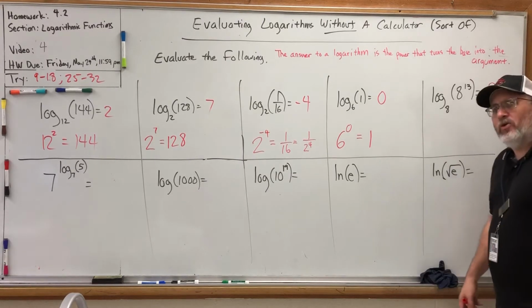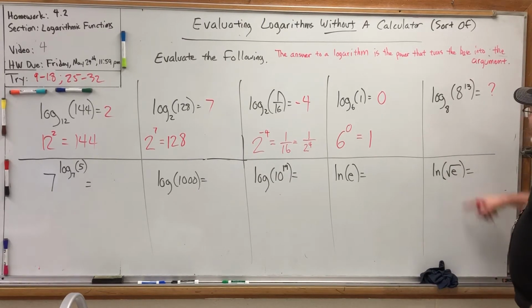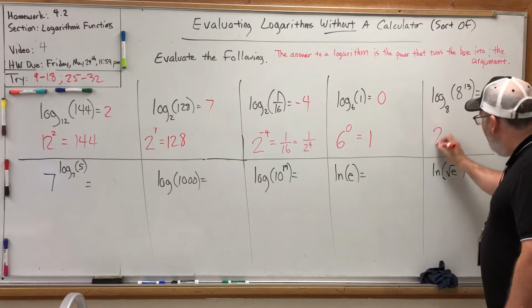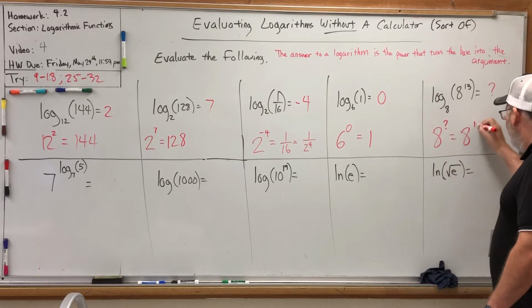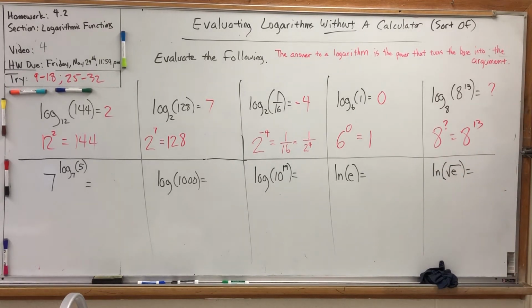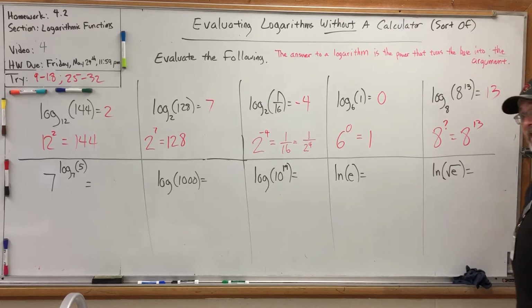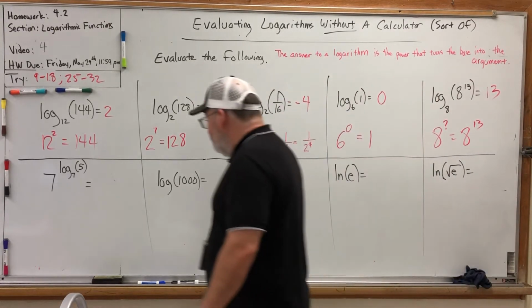Did I not just answer my own question? What power do I put on 8 to make it look like this? This power. This one's actually a lot easier because it answers itself. The power that you put on 8 to get 8 to the 13th power is 13. Didn't even have to figure anything out. I had to look and know the question.